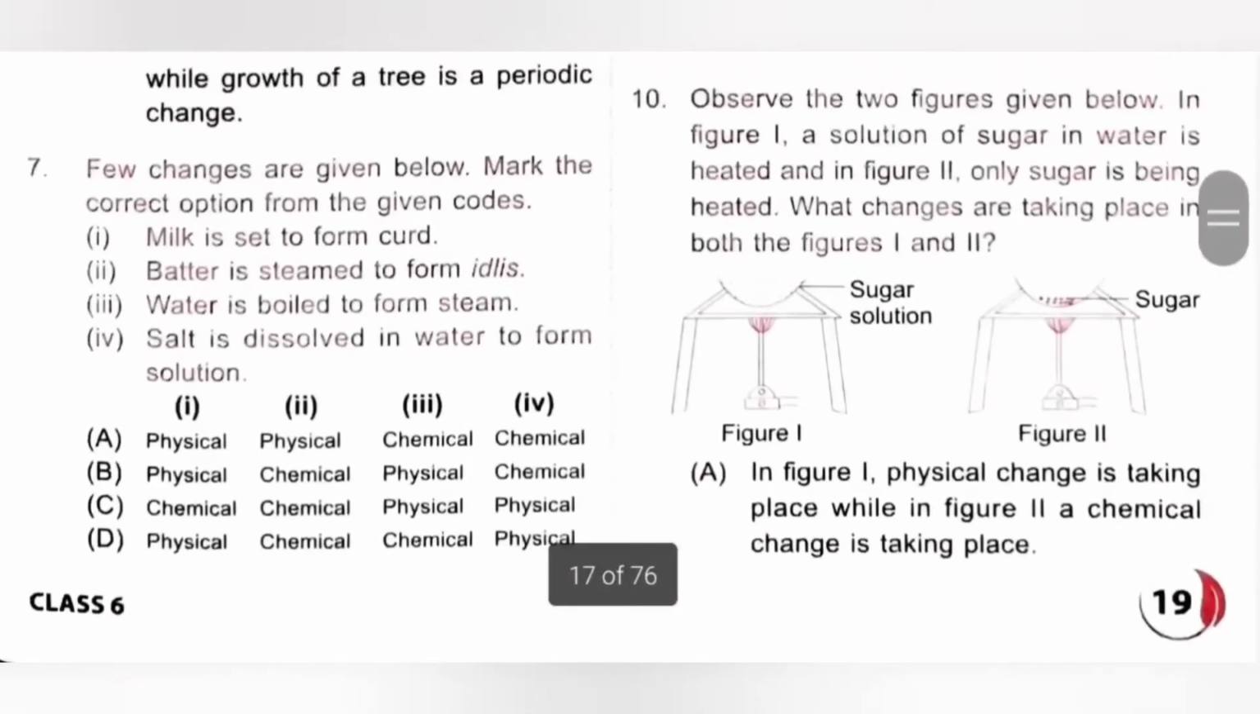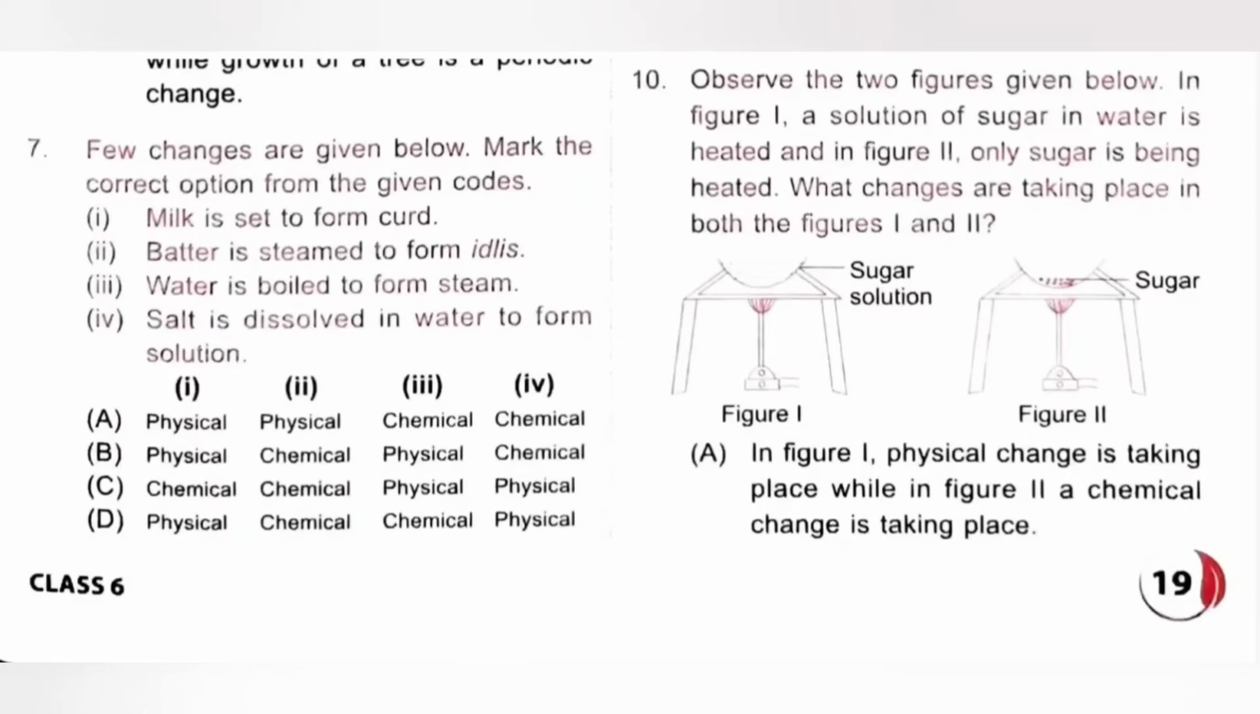Now please observe the given figure. In figure 1 water evaporates from the sugar solution and sugar crystals are left behind, so it is a physical change. In figure 2 when sugar is heated it turns black due to the formation of a new substance and it cannot be reversed, therefore it is a chemical change. So option A, in figure 1 a physical change is taking place, while in figure 2 a chemical change is taking place. So A is the correct answer, option A.